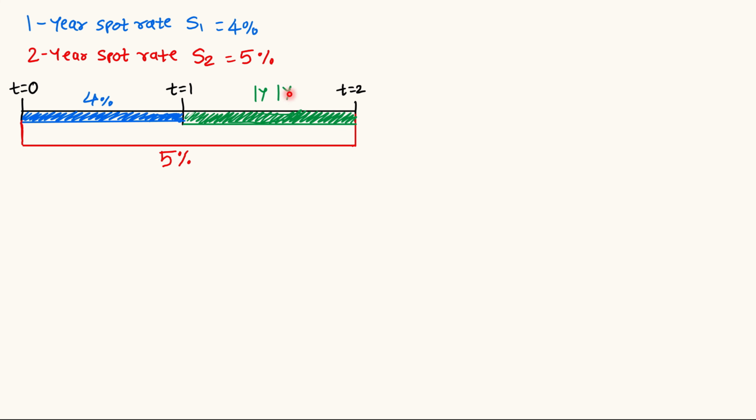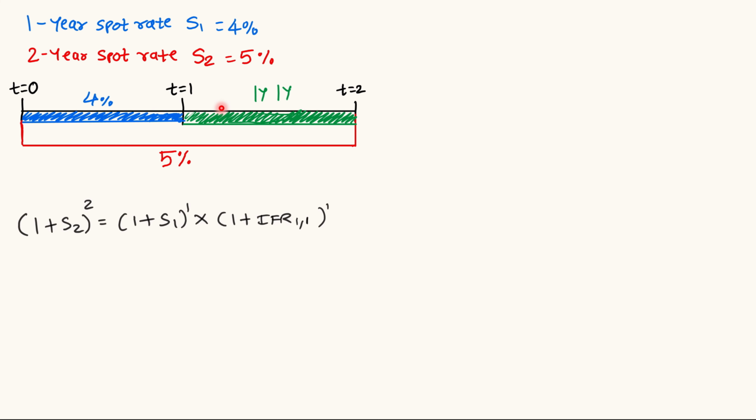So this 1y is going to be from time period t equals 1 to t equals 2. It starts at t equals 1 and ends at t equals 2. So 1 year rate 1 year from now. So now is time t equals 0, and it's going to start at t equals 1.